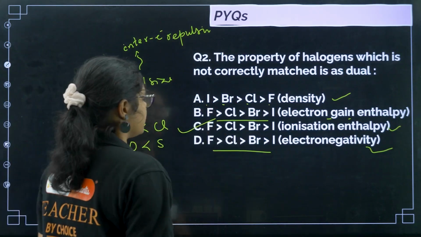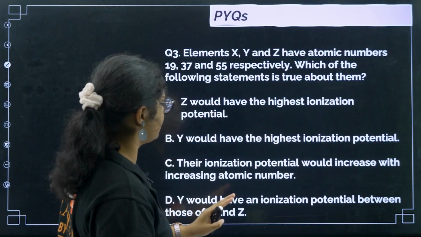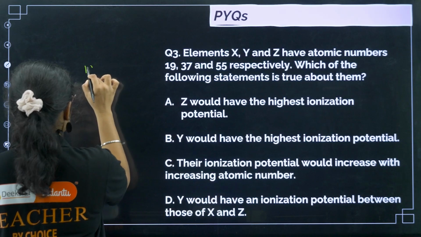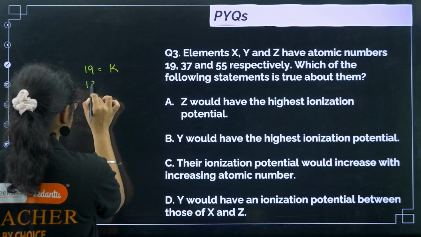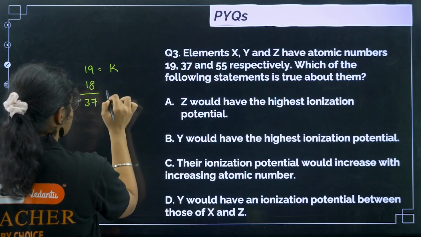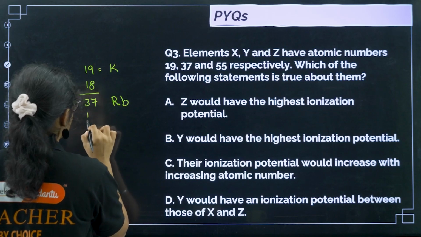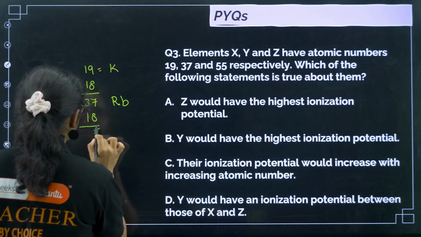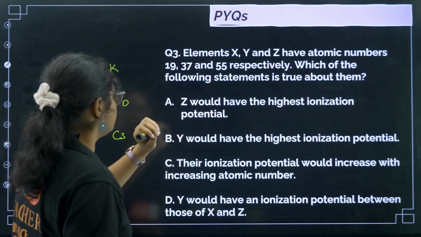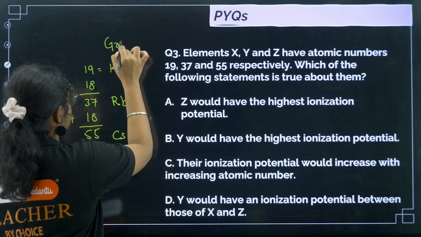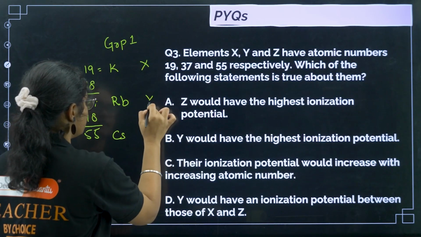Okay, fine. Next we have elements X, Y, Z with atomic numbers 19, 37 and 55. So if you remember, 19 is potassium, right? And if you add 18 to this one, we get 37, right? So next element, lithium, sodium, potassium, we have rubidium, right? And then if you add another 18 here, we get 55, right? And that is your cesium. Okay, which of the following statements is true about them? So these elements all belong to group 1, right? So this is your X, this is Y and this is Z.